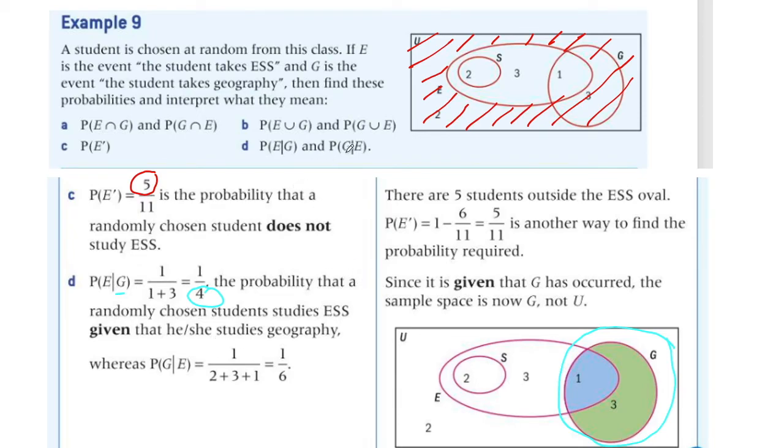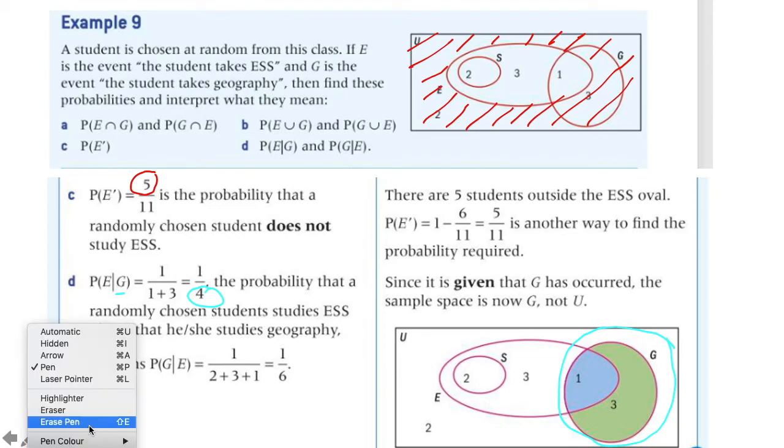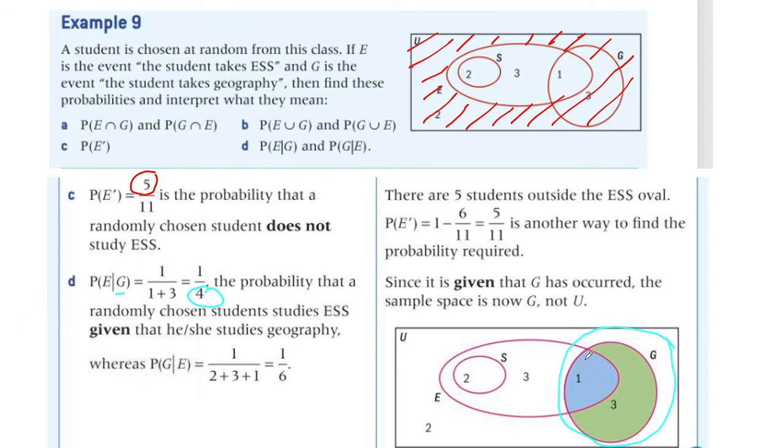Now, if we look at the other question, G given E, now this time we need to look at the E circle. The E circle is going to be this one here. For this E circle, there are 6 numbers altogether, which is why we get 6 as the denominator. And the section that is G is just going to be the intersection here. So it's going to be 1 out of 6. Pause and make notes on this now.